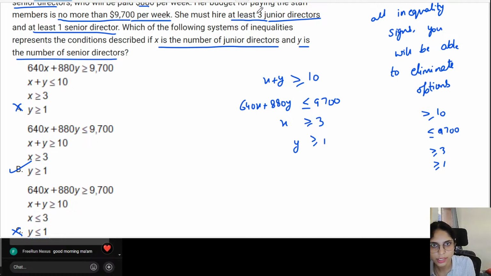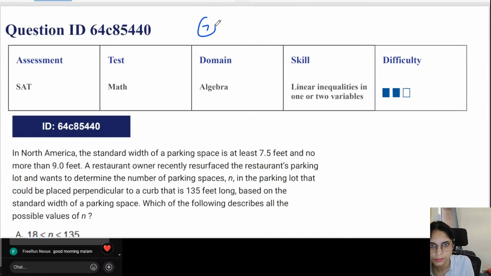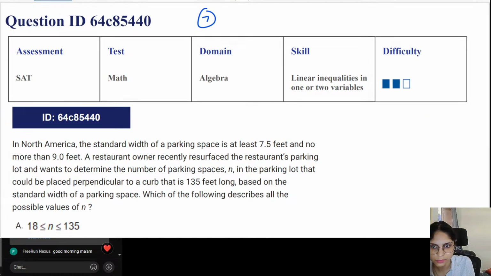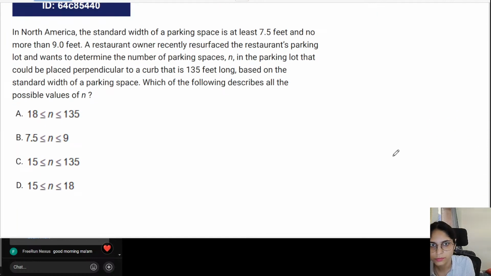Next is question number 7. So in North America, the standard width of a parking space is at least 7.5 feet and no more than 9 feet. So at least means 7.5 is going to be here and 9 is going to be over here. Okay? You have all of that over here.